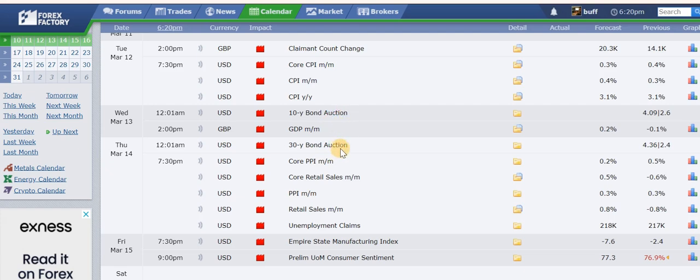At 12:01 a.m. See, that's even an odd time, so not sure what that is. And core PPI, retail sales numbers out of the US on Thursday. Retail sales, unemployment claims, so it's probably the biggest, CPI and the PPI numbers. Friday, US Empire State Manufacturing Index and prelim UoM consumer sentiment. It's not much of a week of news, really. So it might be a pretty quiet week.